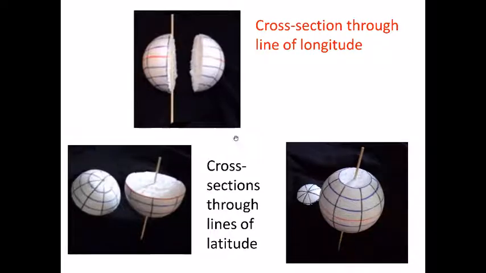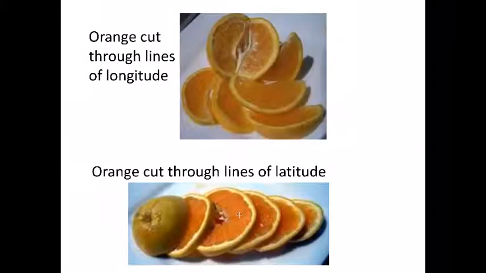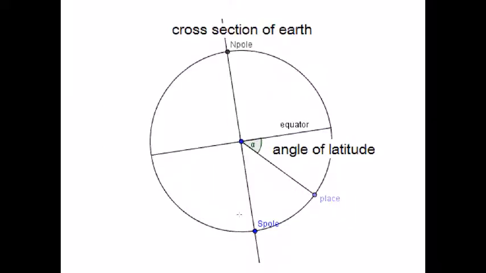When you cut through the lines of longitude, you get a figure like this, and when you cut through the lines of latitude, you get a figure like this. Another representation. Now, we can locate any point on the surface of the Earth by using these latitudes and longitudes. This is the beauty of it.